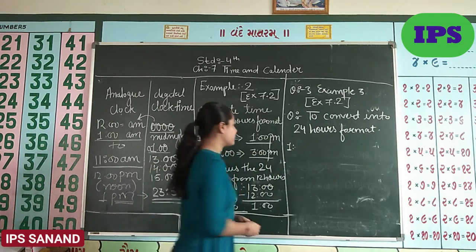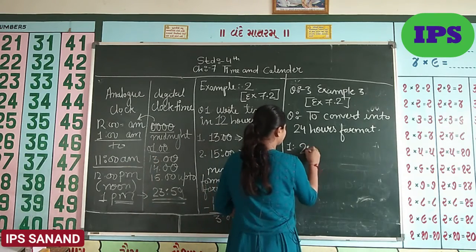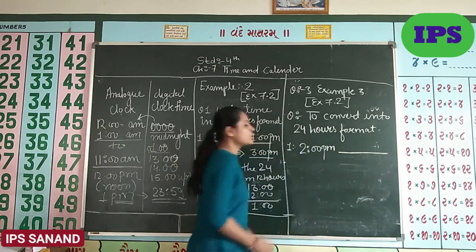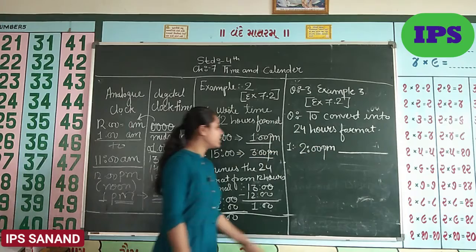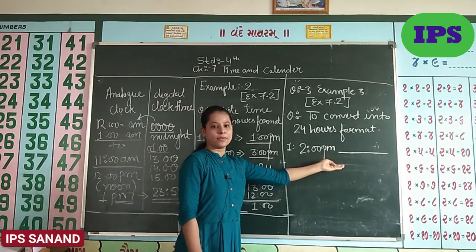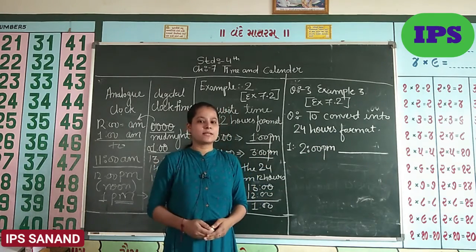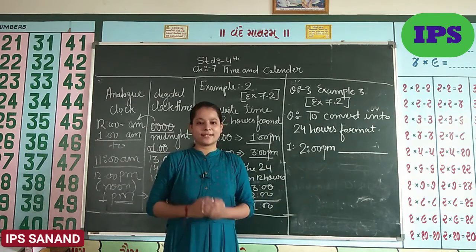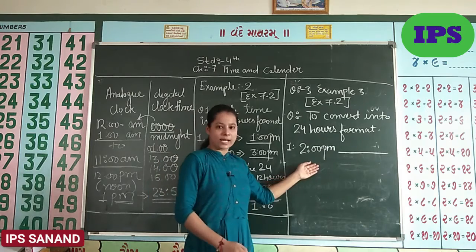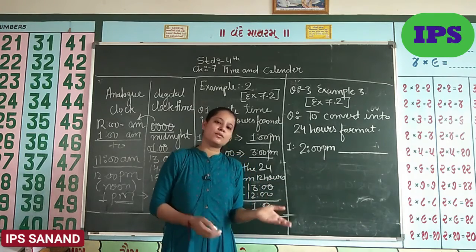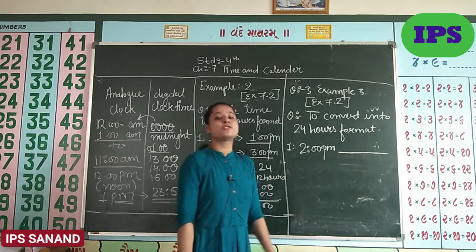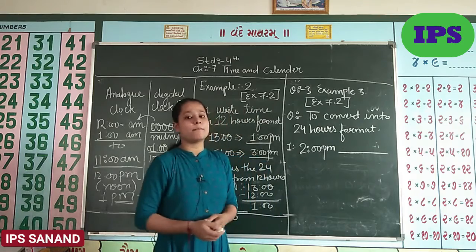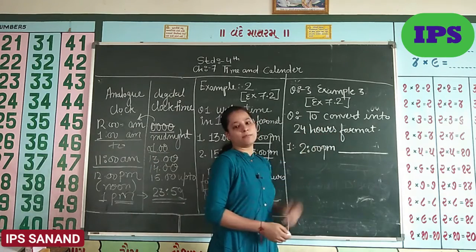Suppose I write 2 p.m. What have I written? 2 p.m. Can you tell me what time it is? Is it morning, noon or night? Exactly. It is the noon time. After attending school, when we come home, it is 2 p.m. Okay. So how will you write this 2 p.m. in 24 hours format?